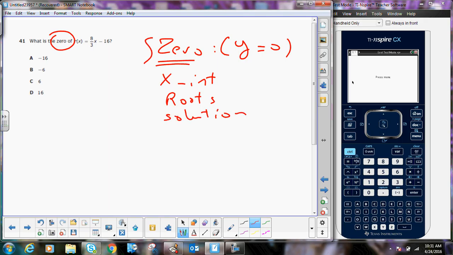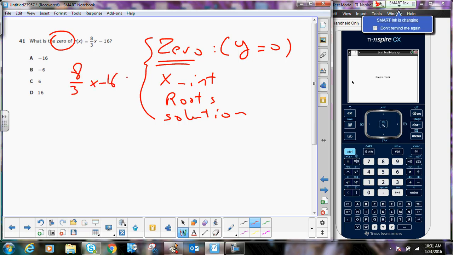So all these four words mean the same thing. It's when y equals 0 or it's the solution of this equation. So your equation has to be equal to 0. Then you solve for x.